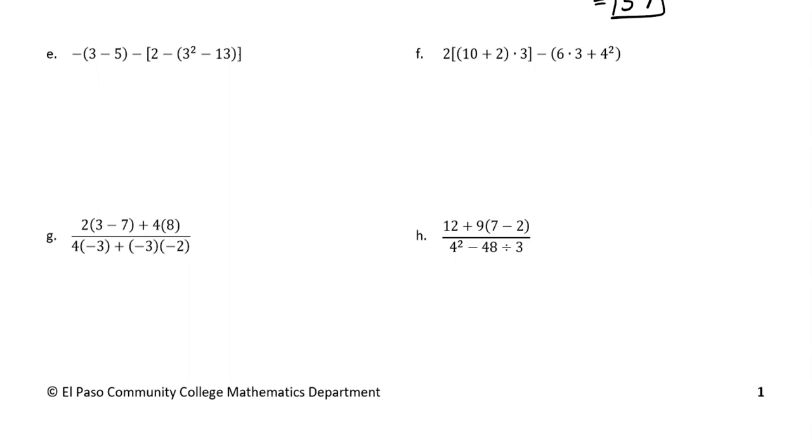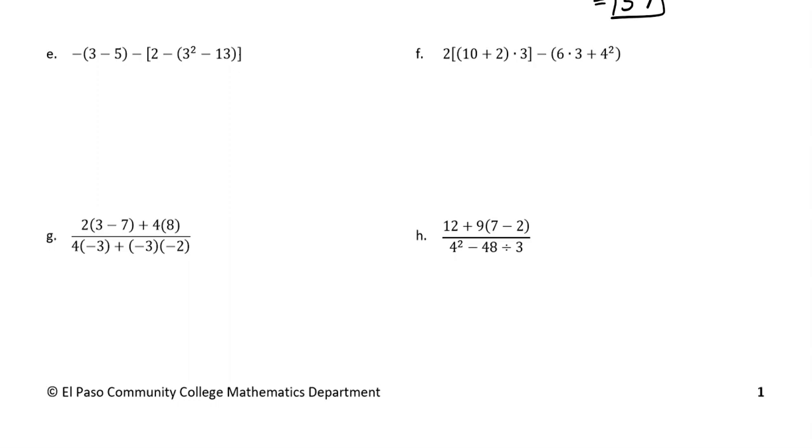NCBM 0324, Section 1.1, Order of Operations, Part 2. So going off of our last examples, remember we're doing PEMDAS: parentheses, exponents, multiplication, division, addition, subtraction. So let's look at how complicated these might get.